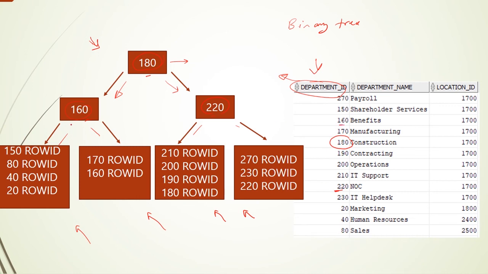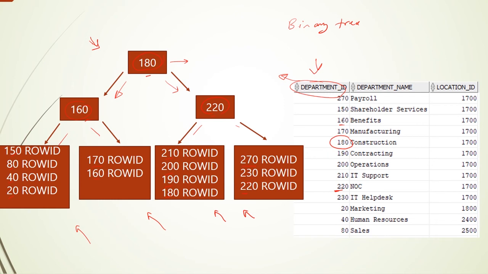To the left of department ID 160, it puts departments smaller than 160: 20, 40, 80, 150, and so on. To the right of 160, it puts departments greater than 160, so for example 170. For 220, to the right it puts IDs greater than 220, for example 230 and 270. To the left, it puts department IDs smaller than 220, for example 180, 190, 200, and 210.